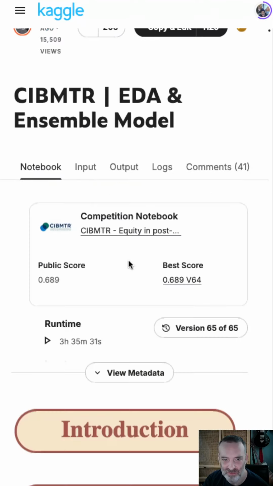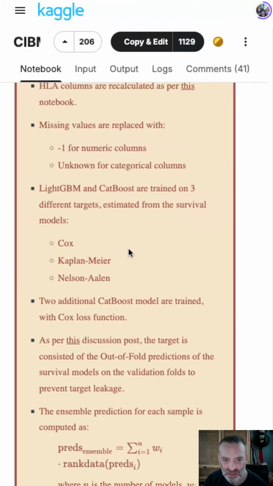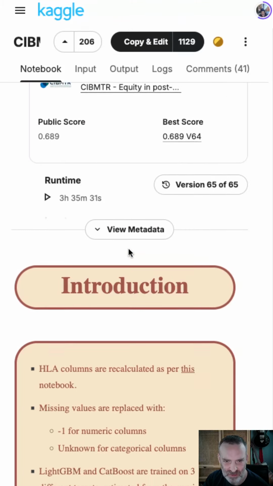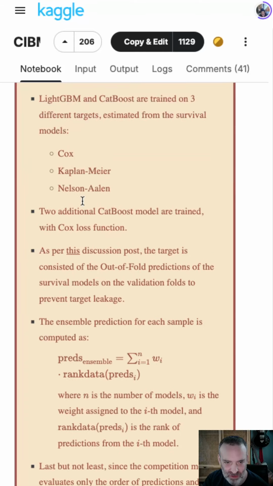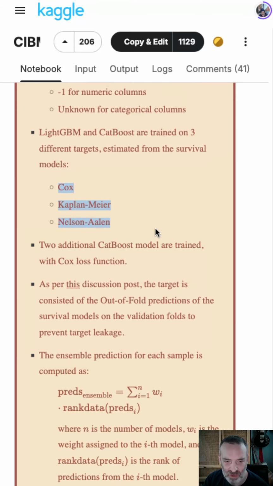Another one here goes into how this person, who I think is getting a score pretty close to the medal range on the leaderboard, takes a few evaluation criteria and combines them to get a Y variable to train on.